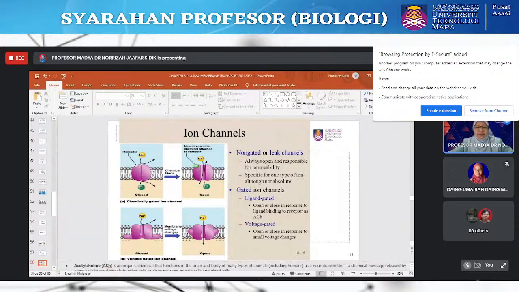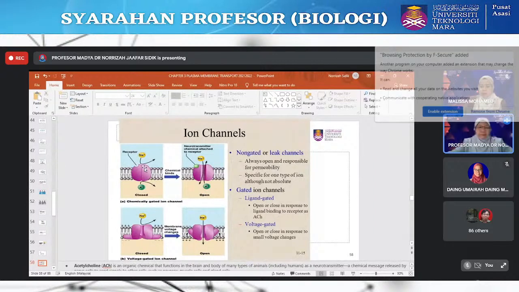You can see the receptor here at the phospholipid plasma membrane. The neurotransmitter chemical, like acetylcholine, will attach to the receptor, to the binding sites here, and then the channel will open. If there is no transmitter chemical, it stays closed.